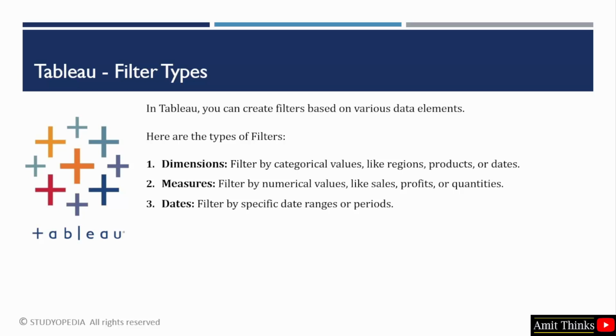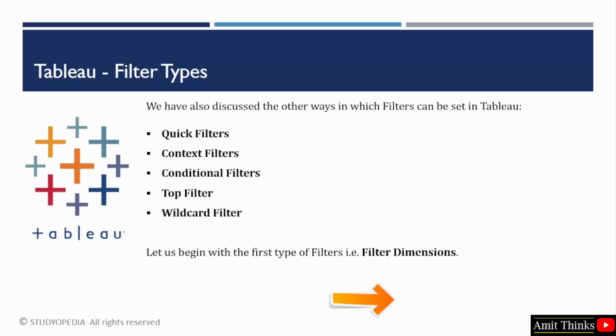So the top three types of filters are dimensions, measures and dates filter. Dimensions filter, you can easily understand that it is based on the categorical values. With that, measures are based on numerical values like your sales and profit. And the dates will filter specific periods. With that, some more types of filters are also there. That means quick filters, context filters, conditional, top as well as wildcard filters.